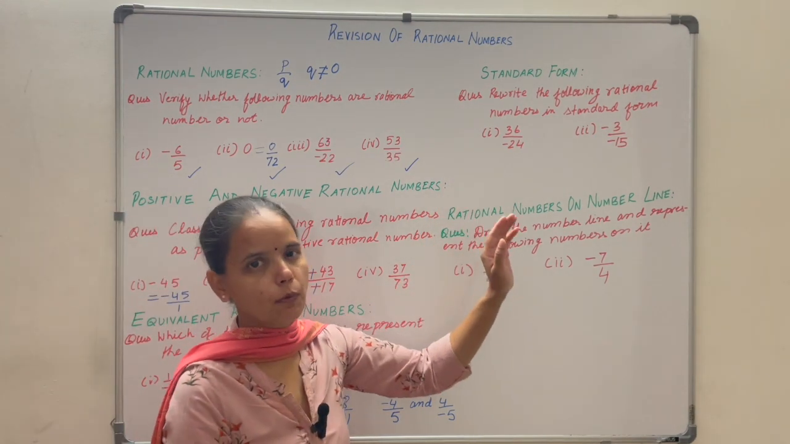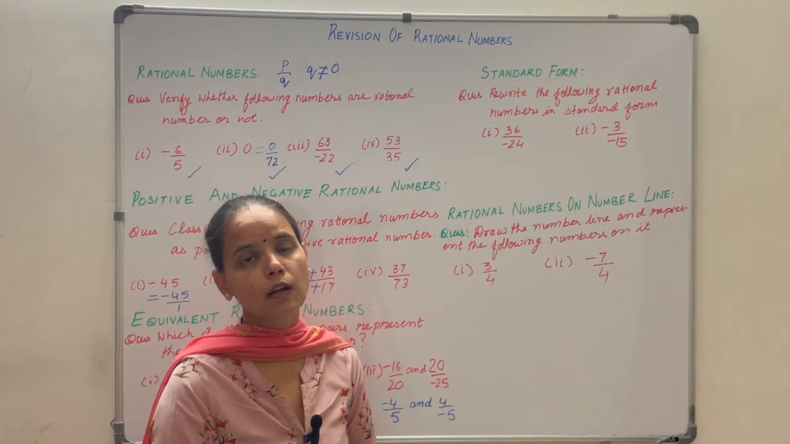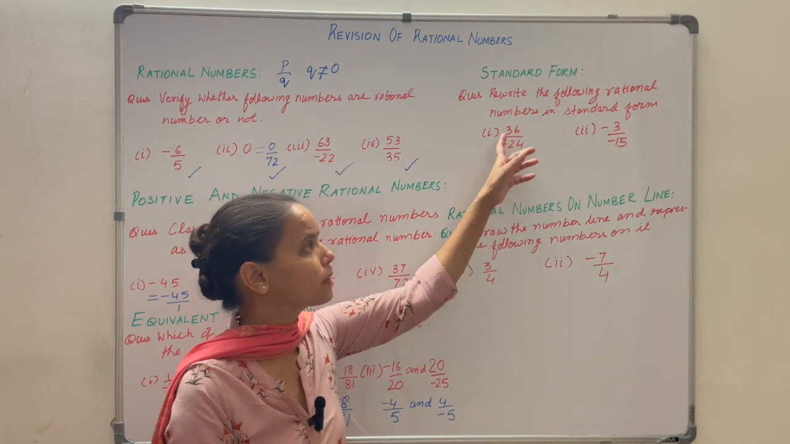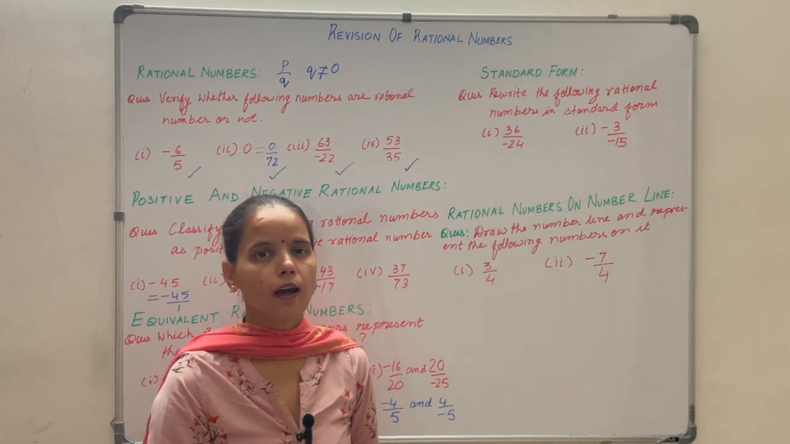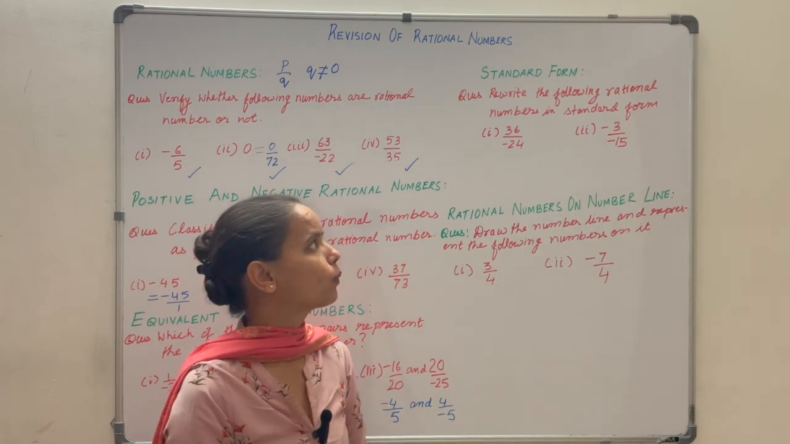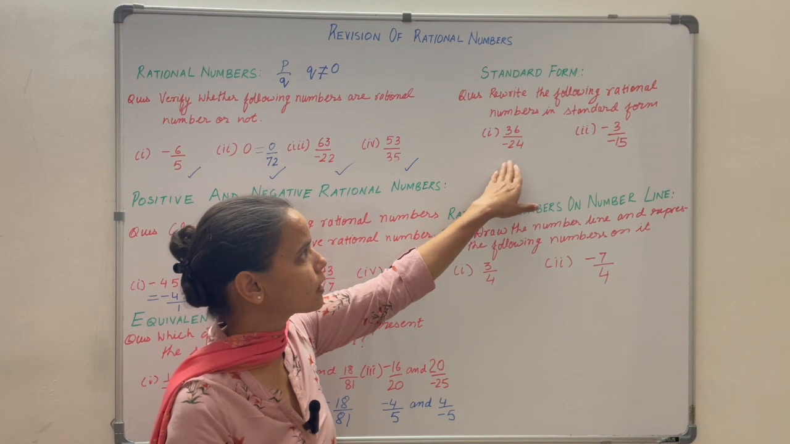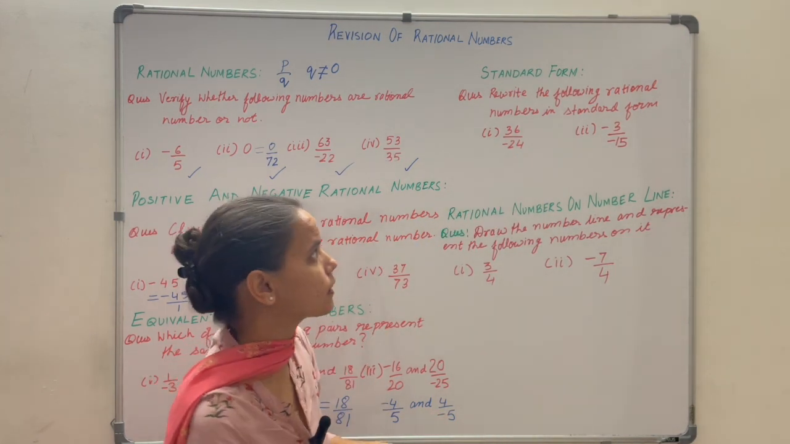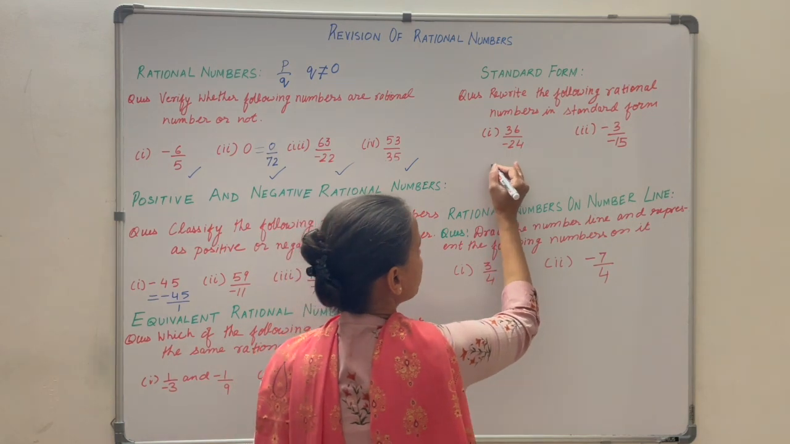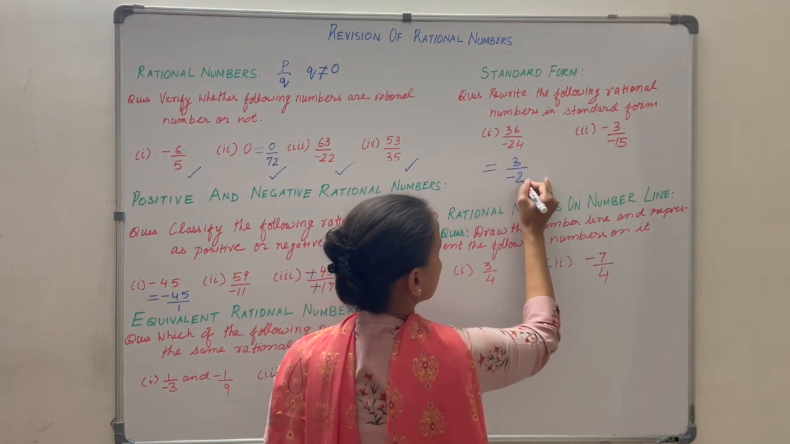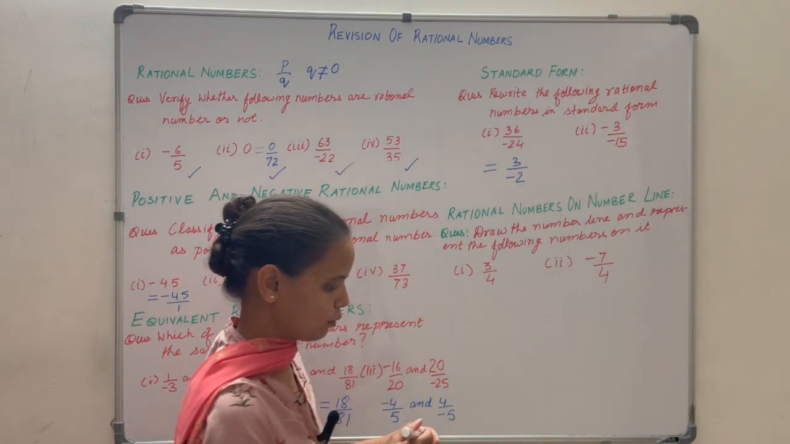Now standard form. Standard form of a rational number is that whenever a negative sign is there, it has to come in the numerator. And the highest common factor between numerator and denominator should be 1. So here 36 and 24. So here the highest common factor is 12. So let us divide both numerator and denominator by 12. So when you divide both numerator and denominator by 12, you get 3 by minus 2.